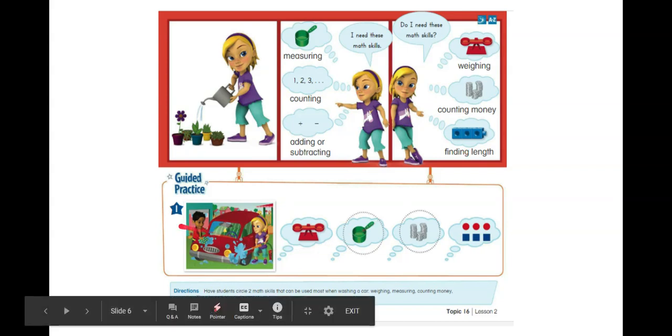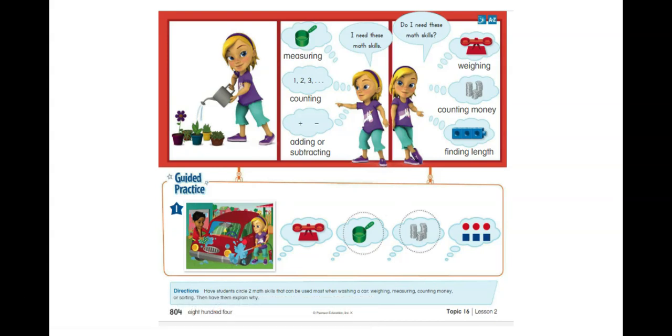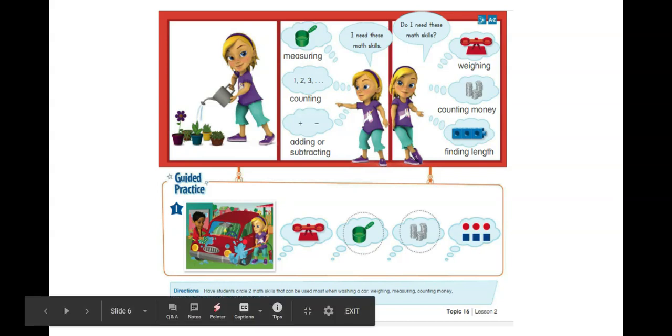So for question number 1 on page 804, there's a picture of students that are washing the car. They're washing a car, and you know they're going to be using water and soap. So they need to measure how much water and soap they need. So that's one skill they need. Do they need to weigh anything to see how heavy something is?